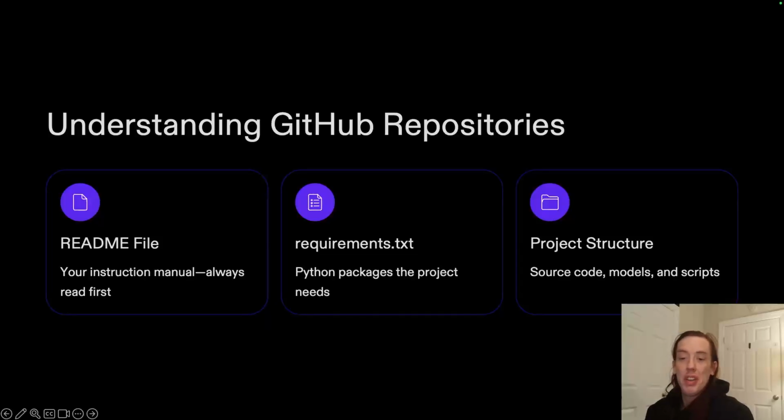First we've got the readme file. This is your instruction manual. It's usually displayed right on the main page, right below the file list. Of course, you'll always want to read this first. It'll tell you what the project does, what you need to run it, and it will have installation instructions.